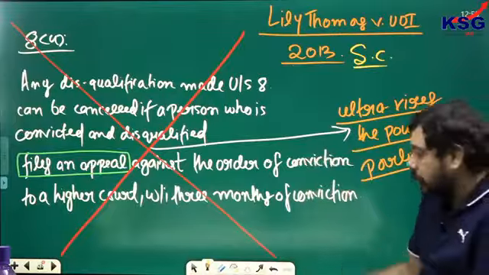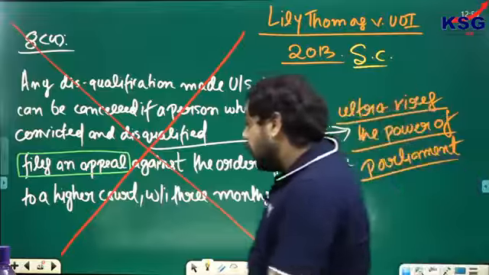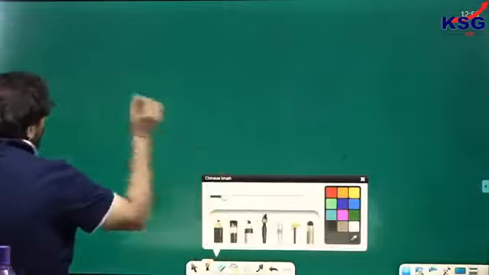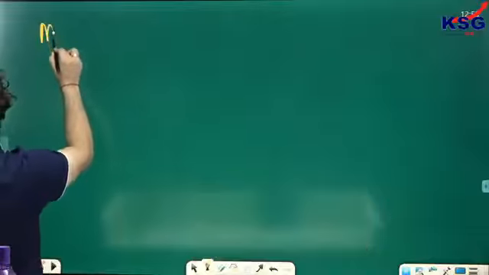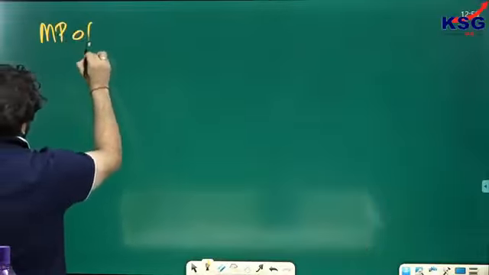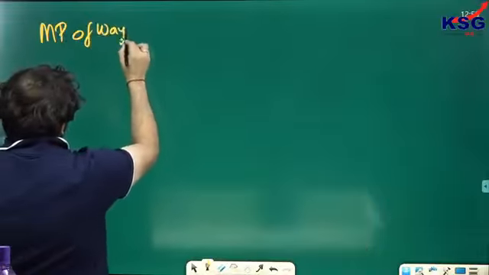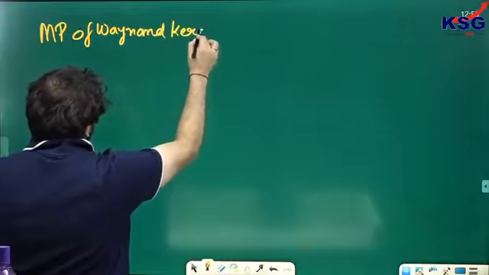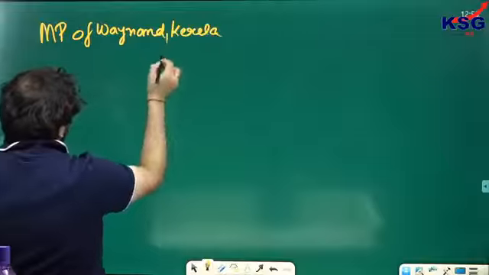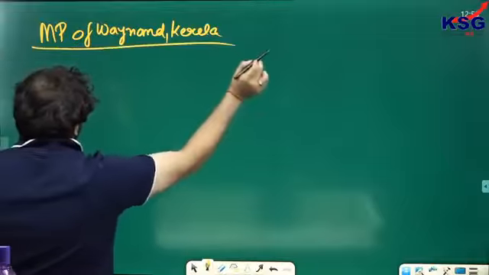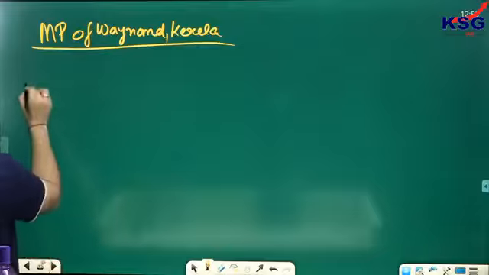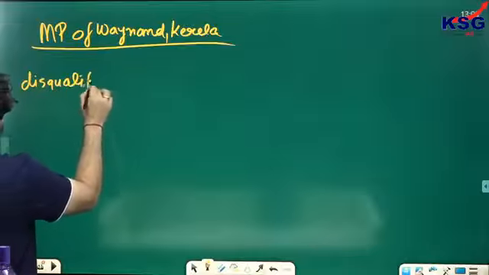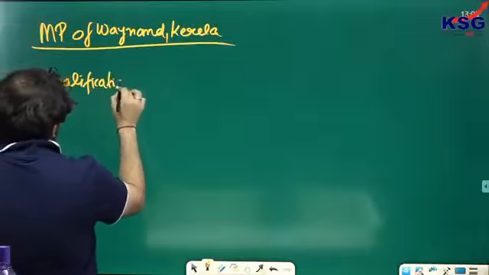So I'm just going to revise this part again a little bit with you, and in the next session, as we are resuming it after the break, I will discuss the story of the member of parliament from Wayanad, Kerala, and see how the disqualification was effectuated. We are going to deal with this section itself.